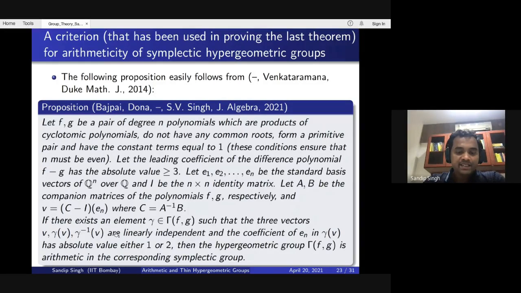Then we get that if there exists an element gamma in gamma f,g such that the three vectors v, gamma v, gamma inverse v are linearly independent, and the coefficient of en in gamma v has absolute value either 1 or 2, then the hypergeometric group gamma f,g is arithmetic in the corresponding symplectic group. So basically we just require that you have one word gamma in A and B such that if you apply gamma on the vector v, gamma v has leading coefficient plus or minus 1 or plus or minus 2, and the linear independence condition is satisfied. Then the arithmeticity of gamma f,g follows.